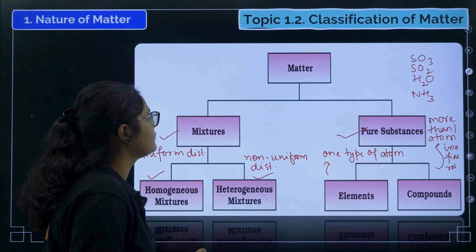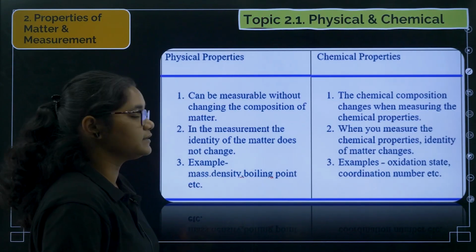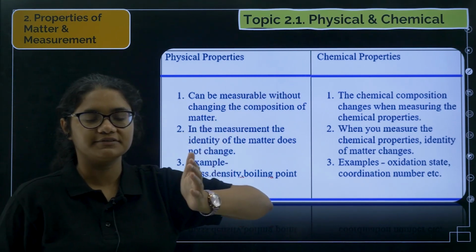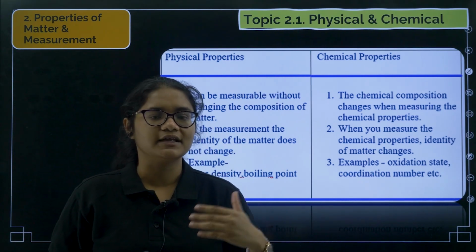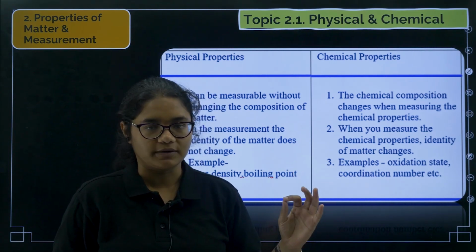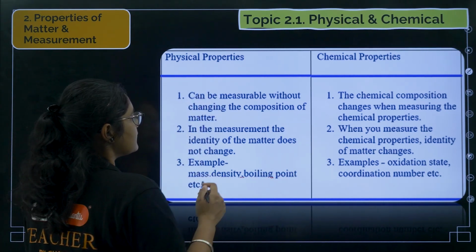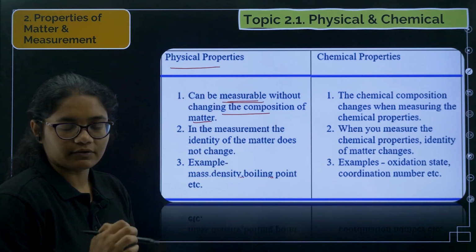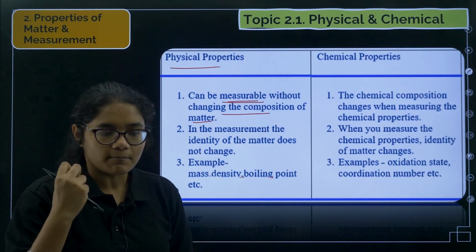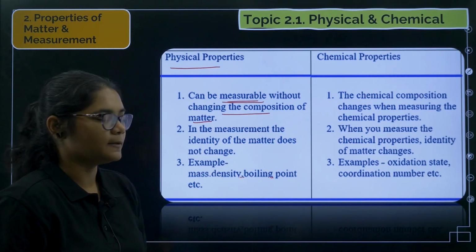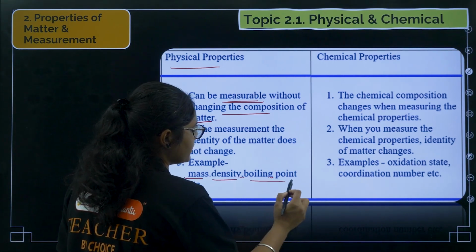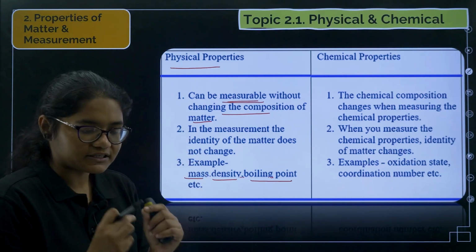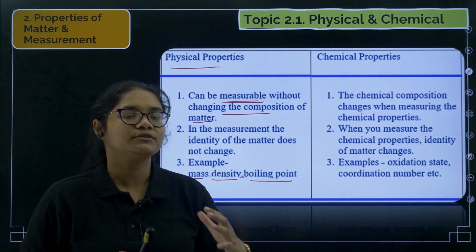Okay, fine. Next, coming to properties of matter and elements. Here also, first of all, properties are of two types. Certain properties are called physical properties and certain other properties are called chemical properties. Which properties are called physical properties? Those properties which you can measure without changing the composition of the matter. For example, mass, density, boiling point, melting point, volume, temperature, these are all your physical properties. To measure them, we do not need to change the composition of the matter.